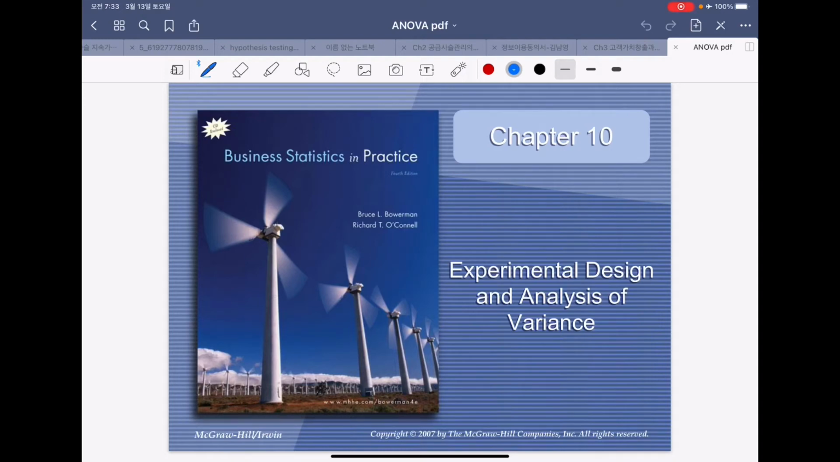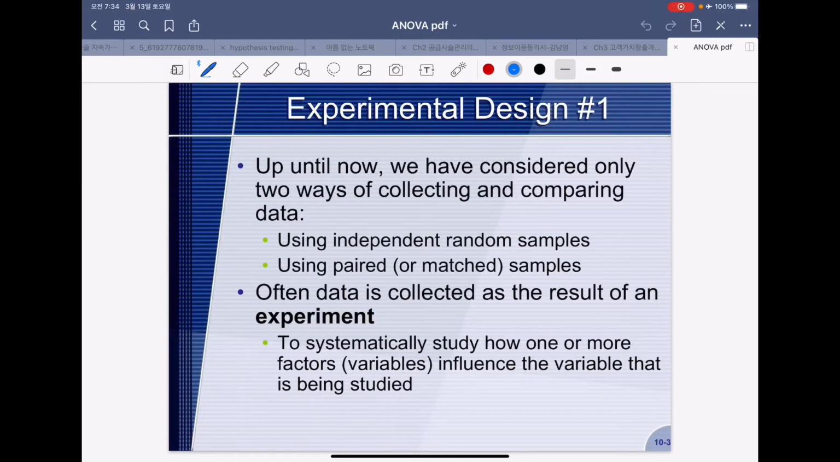Hello everyone. Today we are going to study a method called ANOVA. ANOVA is used to compare several means at the same time.